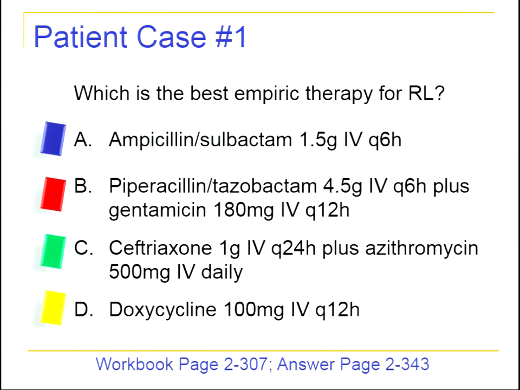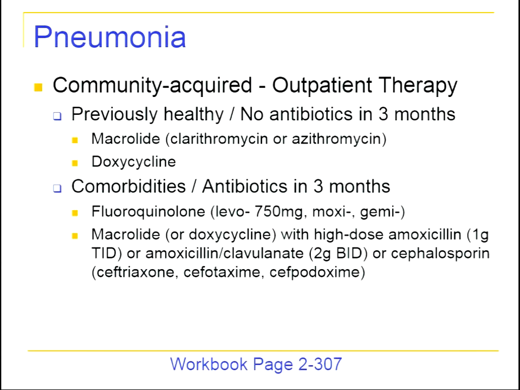So considering that you're going to treat this community-acquired pneumonia patient in the hospital, what is the best empiric therapy? Ampicillin-sulbactam, piperacillin-tazobactam with an aminoglycoside, gentamicin, ceftriaxone plus azithromycin, or doxycycline. Thoughts? All right, seeing good color there. So we'll talk about some things and then we'll go back and review the answer to that question.